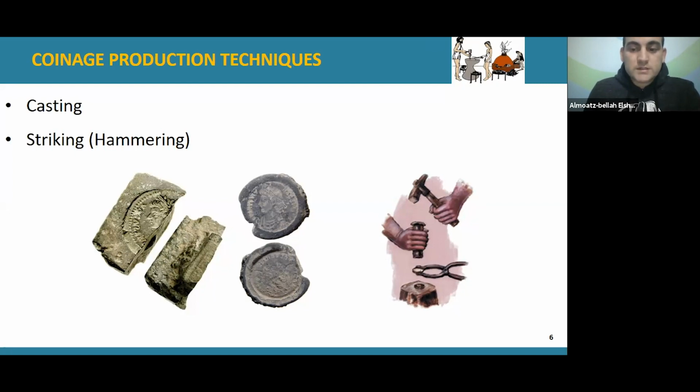A good smithing operation could produce around 20,000 strikes in one day. The ancient Romans were able to produce about 17 million coins per year. Here you can see a clay mold that was used to produce ancient coinage by the casting technique. And here you can see the striking or hammering technique that was also used to produce ancient coinage.